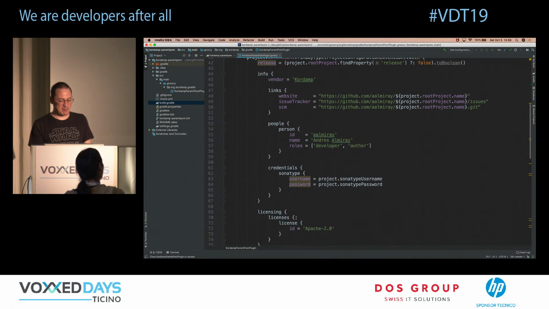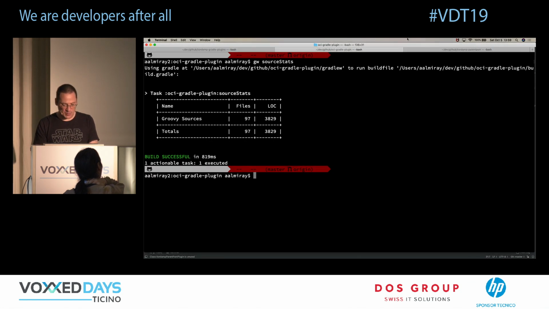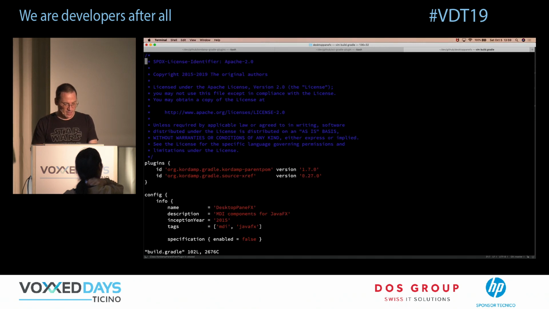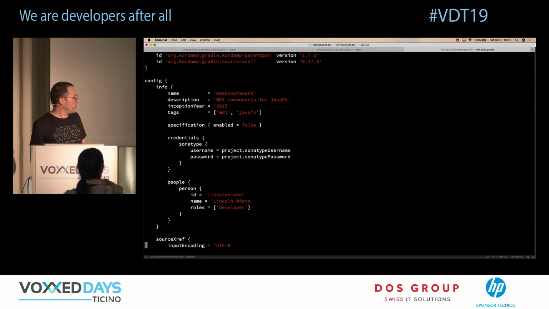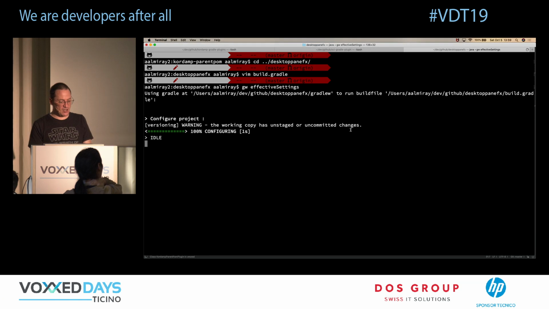So when this plugin is applied, it means that the vendor is always going to be Kordamp, and these links will follow certain conventions, and this author will always be available. So when I go to a project that has applied these plugins, for example, I think that Desktop Paint Effect does it. Here you see in this line that it has applied the parent POM plugin, and there is no information about developer except that one. So when I ask this project for its effective settings, which is another task that this plugin does, it will display a lot of information right there.